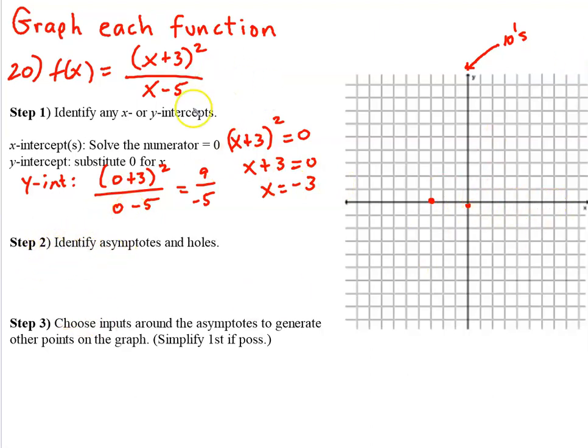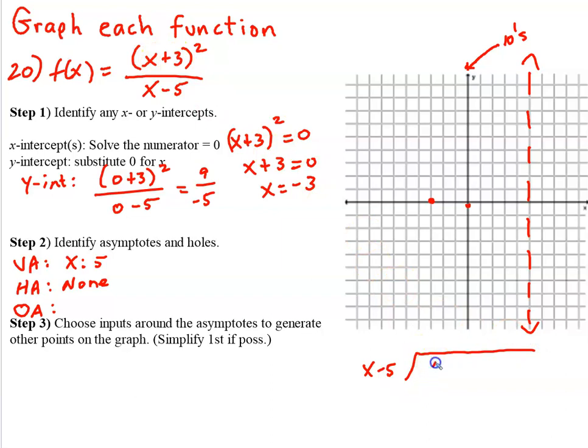Okay, so nothing factors. We do have a vertical asymptote at x equals 5. And we don't have a horizontal asymptote because the degree of the top is bigger than the bottom, but we are going to have an oblique. So I'm going to come down here and set this up, and I'm going to go ahead and expand (x plus 3) quantity squared so we can divide into it and find out where our oblique asymptote is.